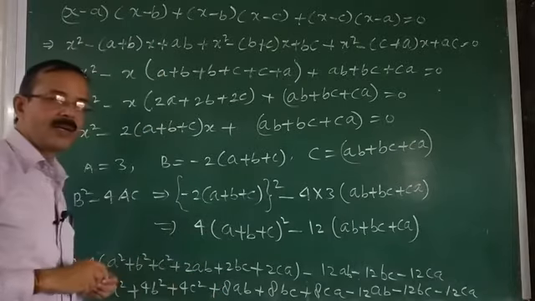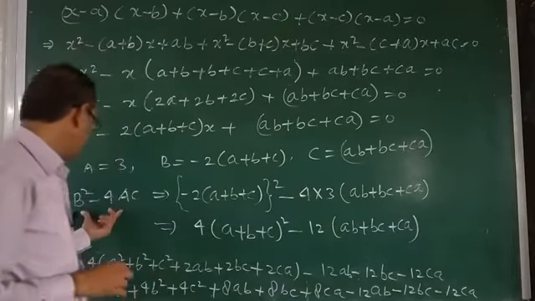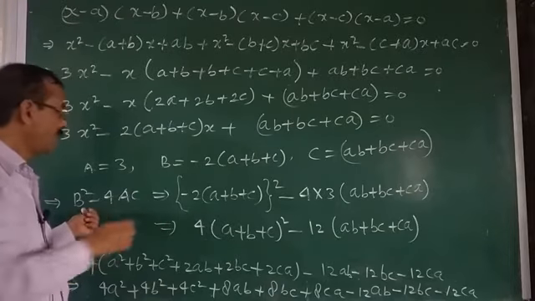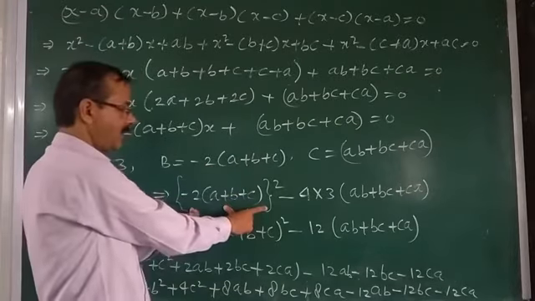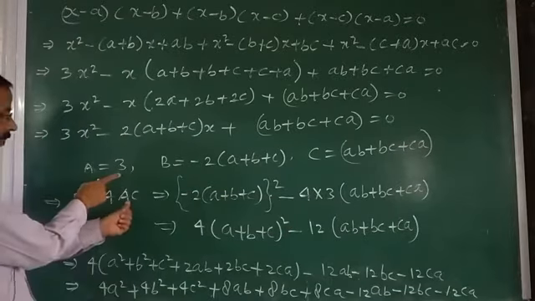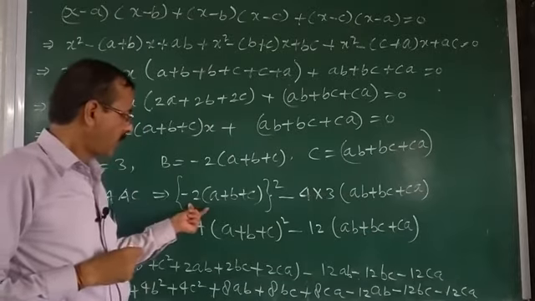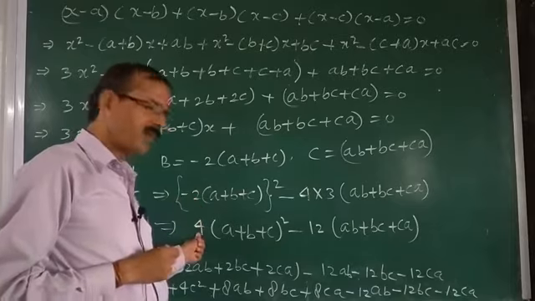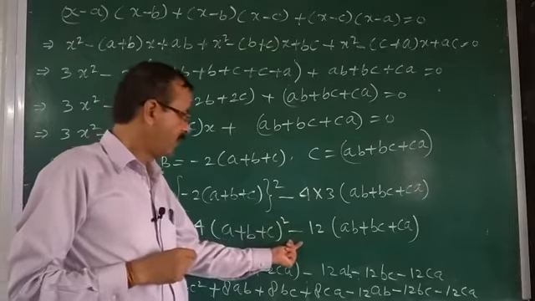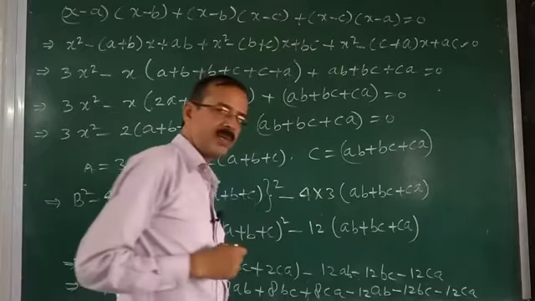Then to find the nature of roots, we apply the formula b square minus 4ac. b square means this whole square, minus 4, where a is 3 and c is this term. The square of minus 2 is 4, so we get 4 times (a plus b plus c) whole square minus 4 times 3 times (ab plus bc plus ca), which is 12 times (ab plus bc plus ca). The same thing is copied here.